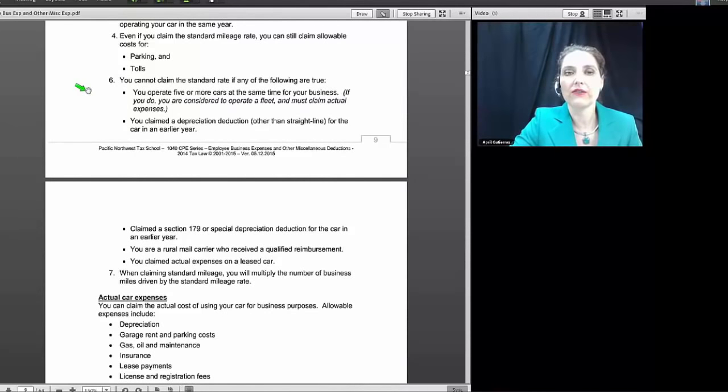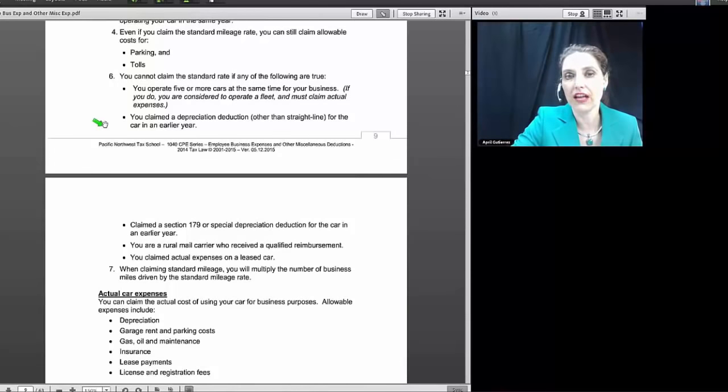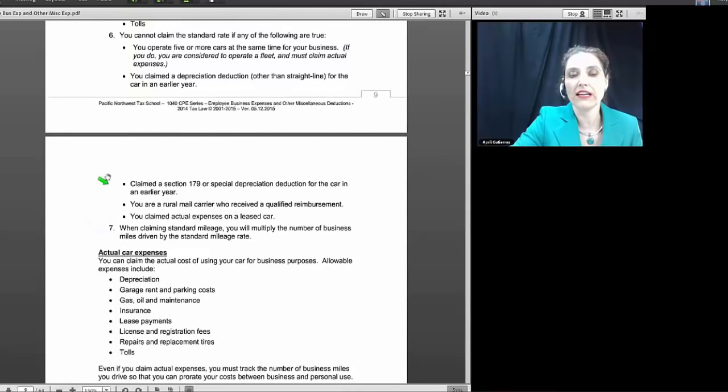You cannot claim the standard rate at all if any of the following are true. You operate 5 or more cars at the same time in your business, because if you do, you're considered to have a fleet, and fleets are required to use actual expenses. Or you claimed a depreciation deduction other than straight line for the car in an earlier year. In other words, if you used accelerated depreciation on the car in an earlier year when you claimed the actual expenses, you cannot turn around and claim the standard mileage rate in a year following that. Also, you cannot claim the standard mileage rate in any year after a year you claimed the Section 179 deduction or the special depreciation allowance.